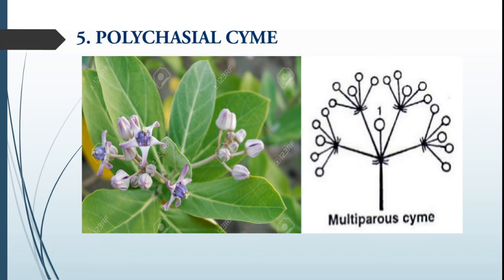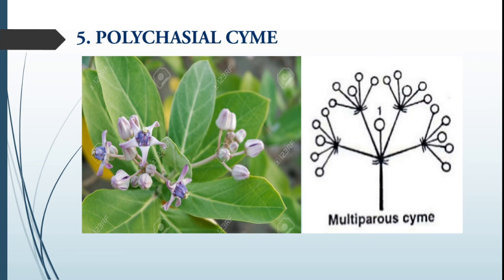So let us recap what we have said. The cymose inflorescence is a definite inflorescence in which the peduncle ends in a flower and the further growth takes place by the lateral branches. So we can say that the flowers are arranged in basipetal succession. The oldest flower is seen at the top and the youngest flower at the base. We can classify the cymose inflorescence into four categories.